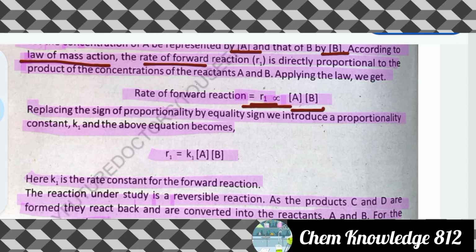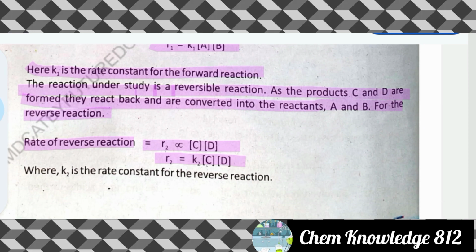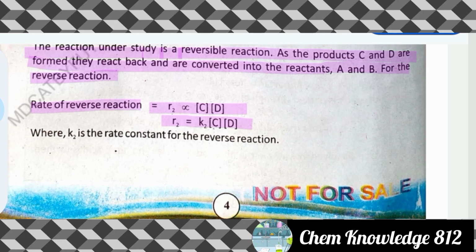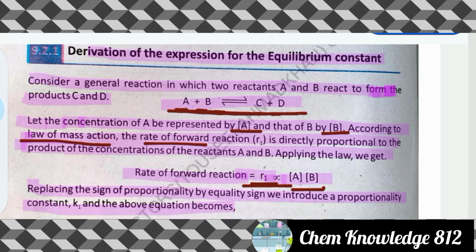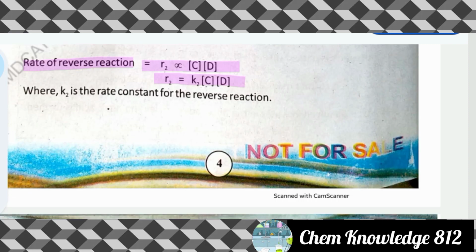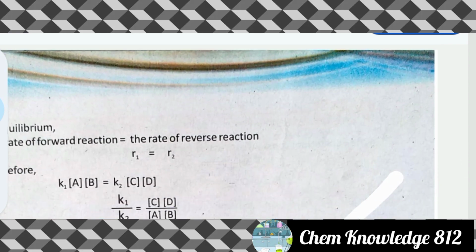So the forward reaction is directly proportional to the concentration of A and B, while that for the reverse reaction is proportional to the concentration of C and D. This is the forward reaction, in which A and B produce C and D, while this is the reverse reaction, in which C and D dissociate to produce A and B. So the rate constant for the reverse reaction is K2. Now let's come to the next page.